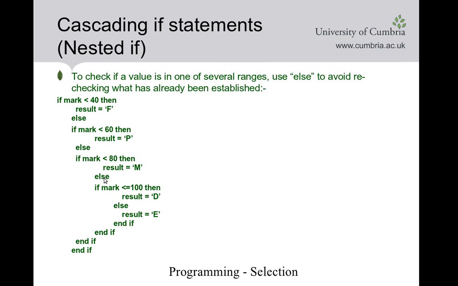The final else condition is if the mark then is not less than 80, it therefore must be greater than 80. So we can check to see if the mark is valid. Is it less than or equal to 100? If it is, then the result is a D for distinction, else the result is an E for error, for example. So this is a complicated, or a reasonably complicated nested if statement that allows us to carry out some fairly complex processing.